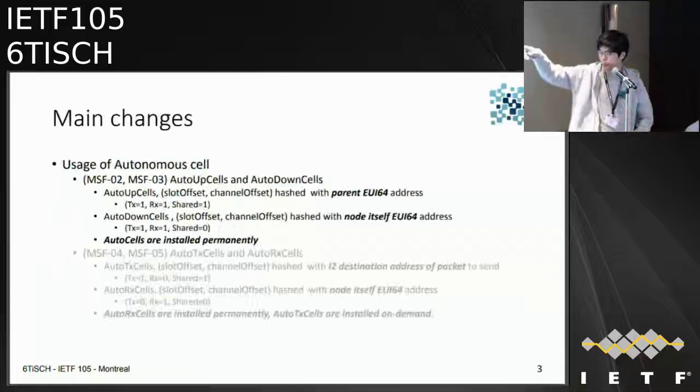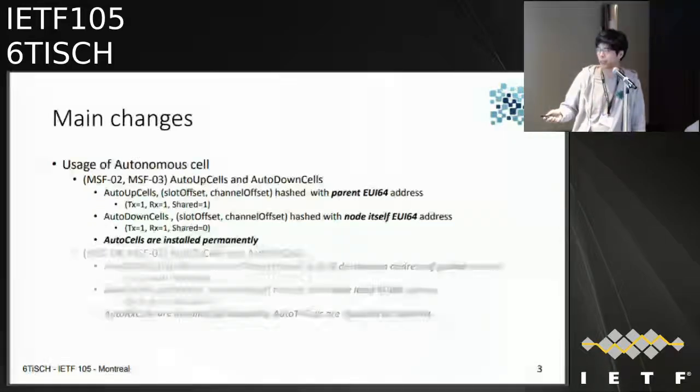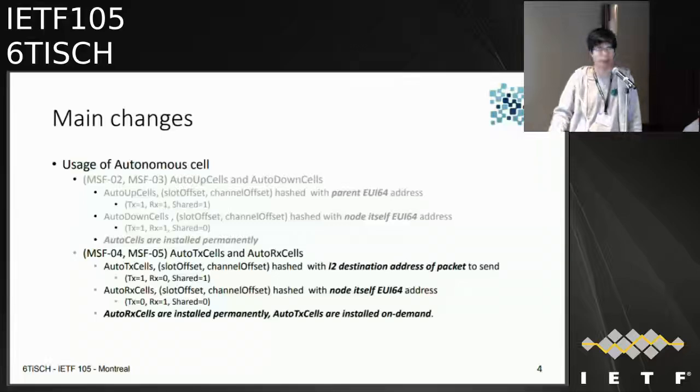In the previous version, we had auto up cells and down cells. Auto up cell is basically used for the upward traffic towards the parent, and auto down cell is mostly used for downward traffic to your children. That spec has been changed; they're removed, and we now have 2 new autonomous cell types: auto TX cells and auto ORAC cells.